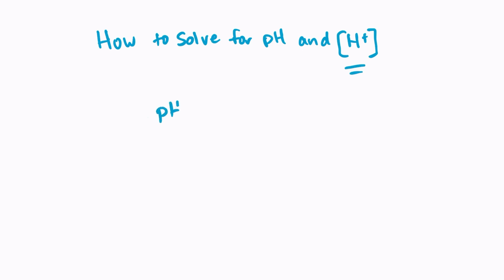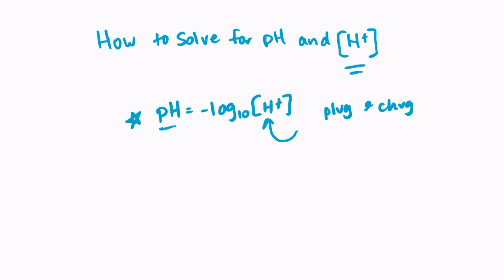So the formula is pH equals negative log of H plus ions. And this is a super easy formula because all that you have to do to find the pH is plug in the concentration of H plus ions. This is what my chemistry teacher used to call a plug and chug formula. All you have to do is plug in your number and this formula will work for you every time.